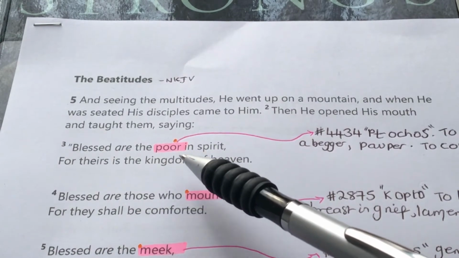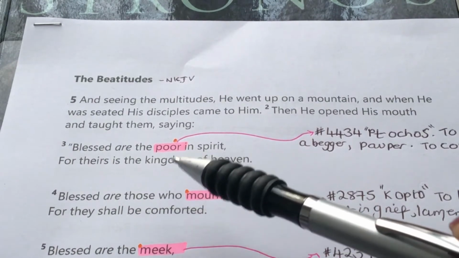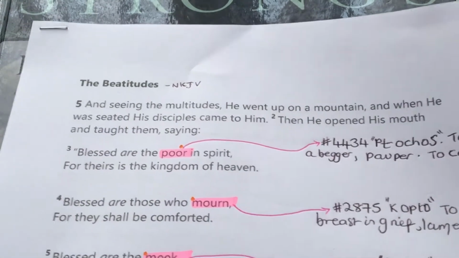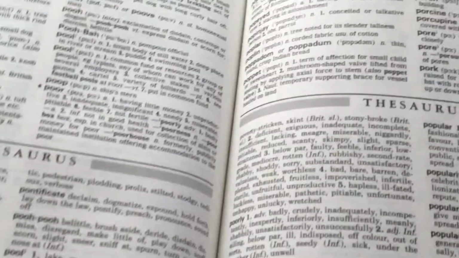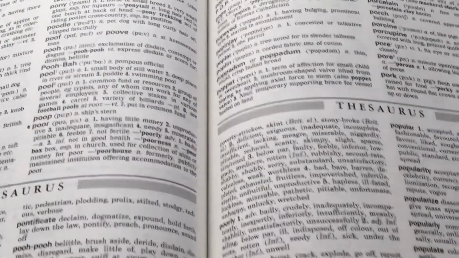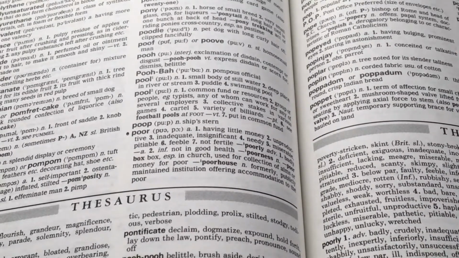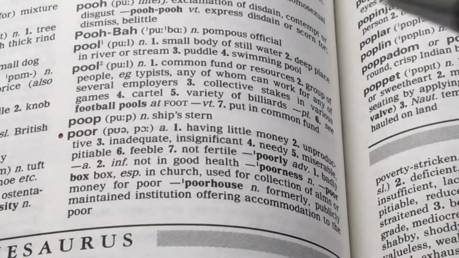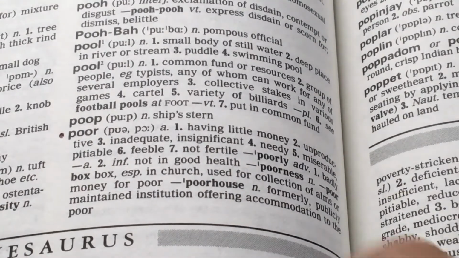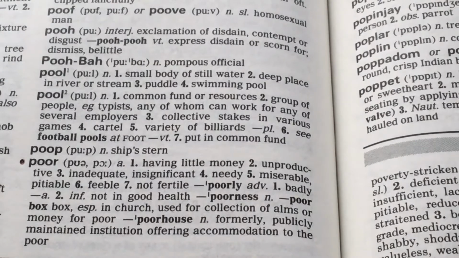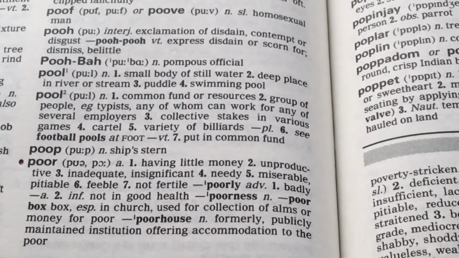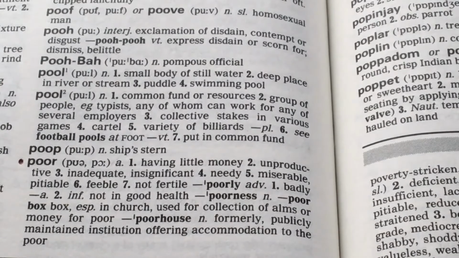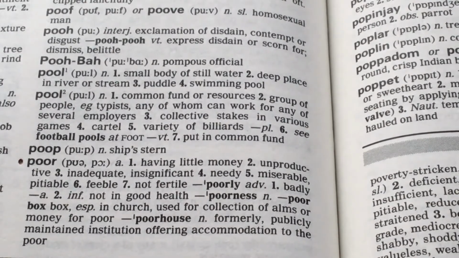So the word that we're going to look at today as a form of study is the word poor. What I will do firstly is look at the word poor in the English dictionary. So I will get my dictionary, and here is the word poor, which in English means having little money, unproductive, inadequate, insignificant, needy, miserable, pitiable, feeble, not fertile. So there we have all the meanings for the word poor.